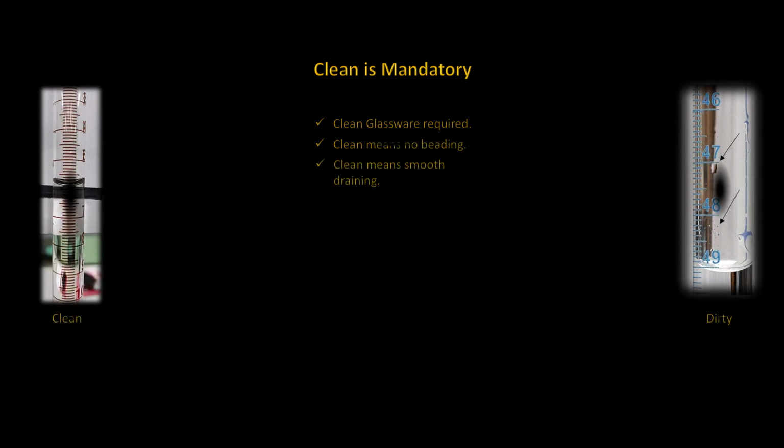A clean piece of glassware will not have any residue on the glass surface after draining. There will be no beading, and the fluid will be smoothly draining, leaving no residue or remaining fluid. There are many ways that glassware can be cleaned, by hand or by machine.